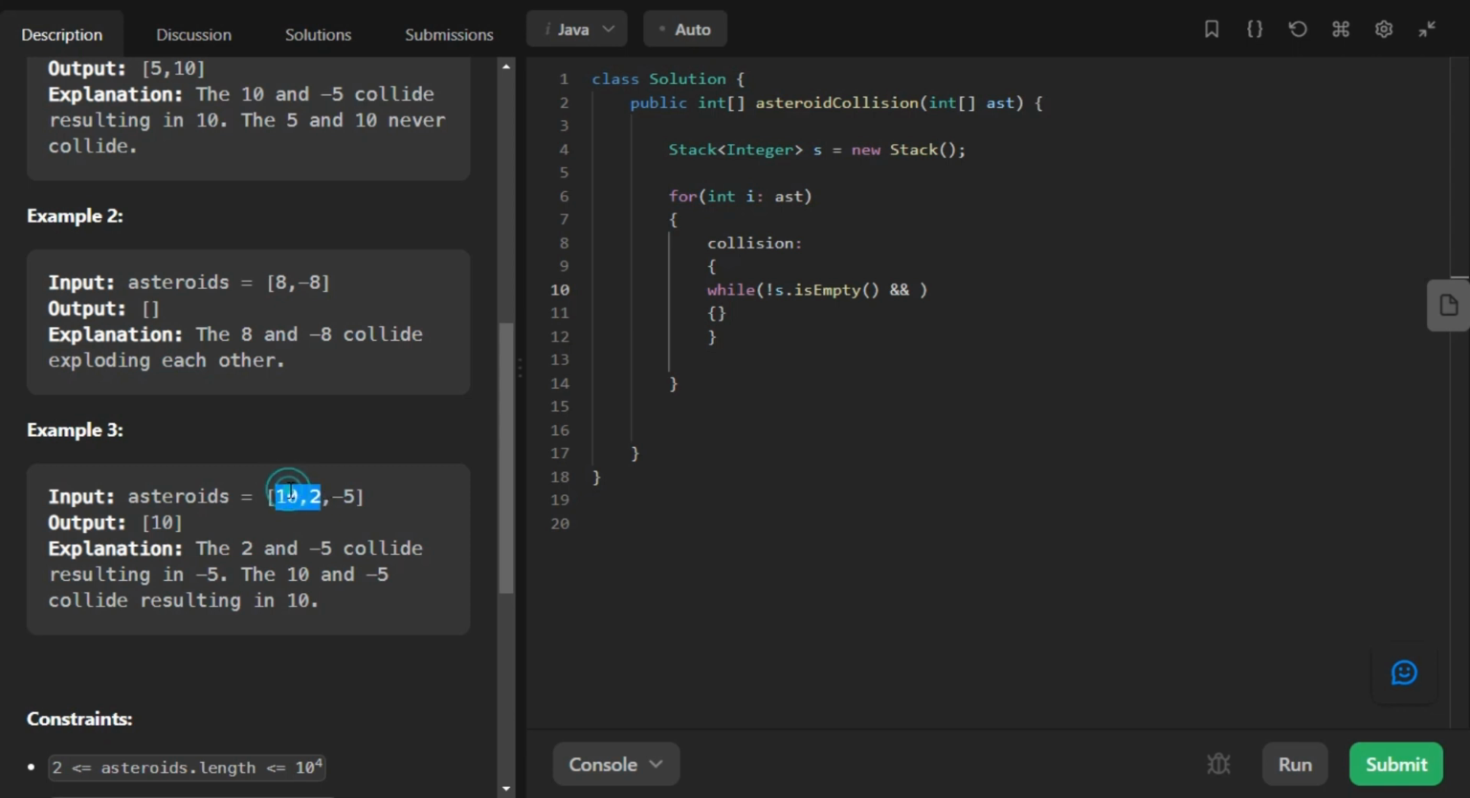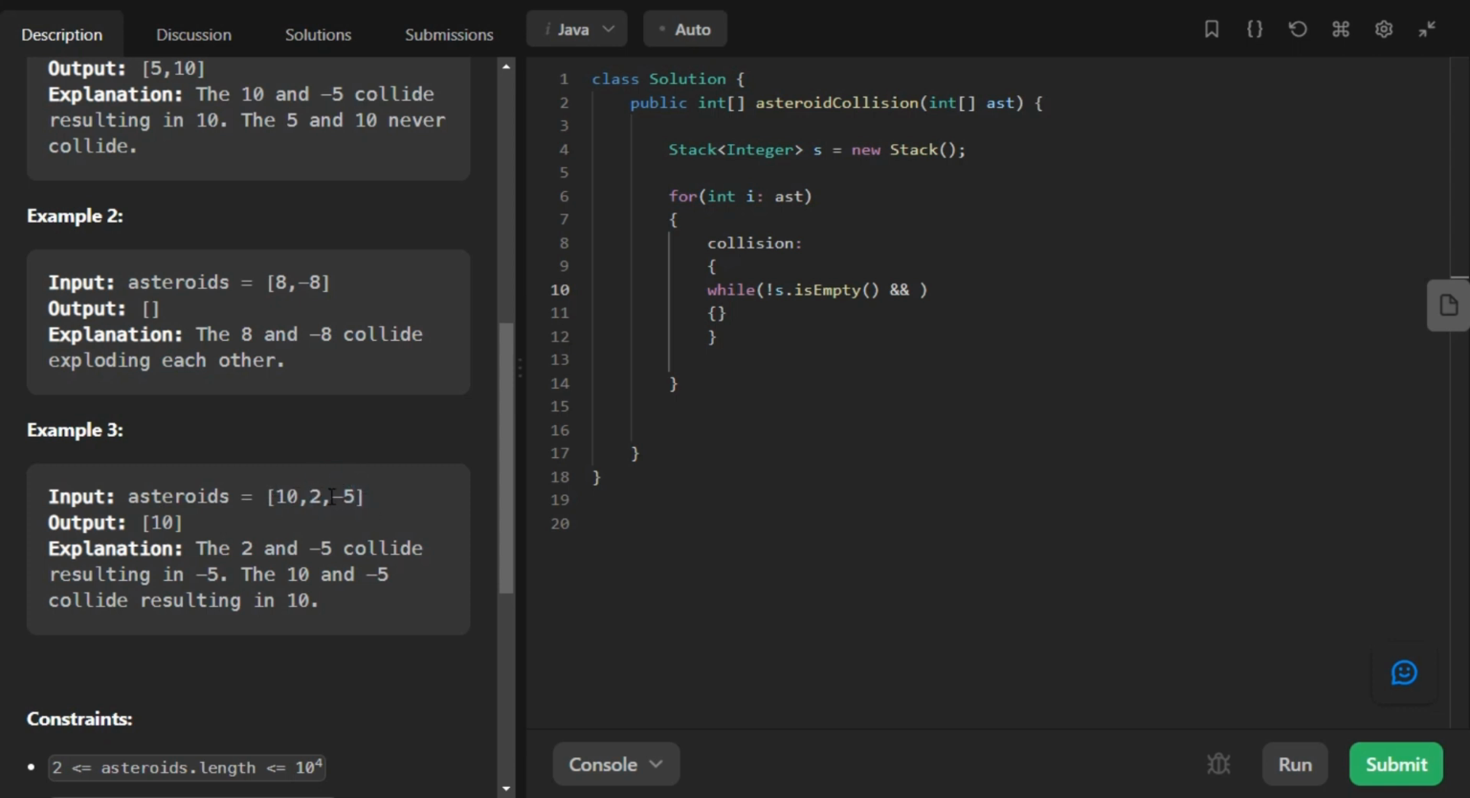Initially, 10 is the only element, so this number will be inserted inside of the stack. Now the next element is going to come, which is number 2. Because these two are positive, we can straight away insert this element inside of the stack, because these two elements are in the same direction and they are never going to collide. Okay, so this 2 is also inserted inside of the stack.